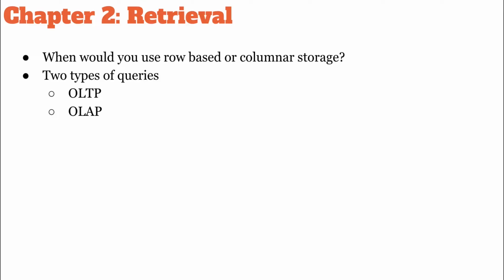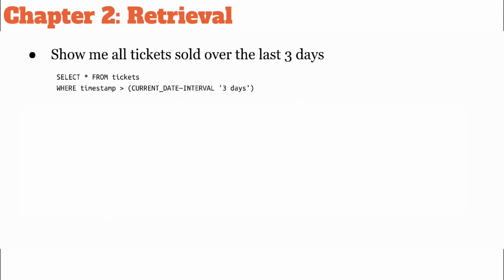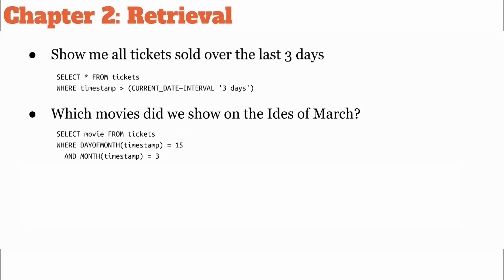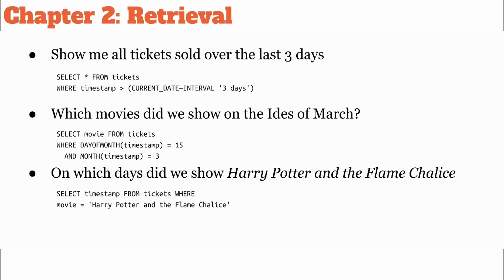Chapter 2. Retrieval. When would you use a row-based versus a columnar database? In the industry, there are two types of queries. Continuing with our movie theater example, I might ask, show me all the tickets sold over the last 3 days. The SQL query would look as shown here. Another example, which movies did we show on the 15th of March? On which days did we show the movie Harry Potter and the Flame Chalice?